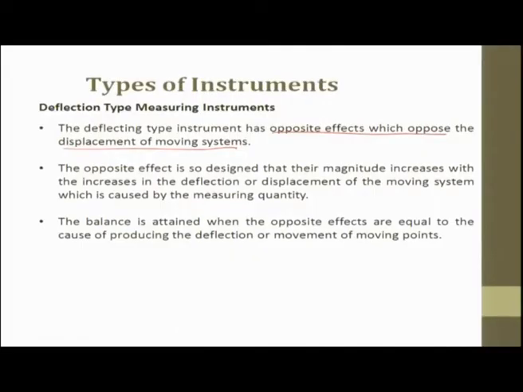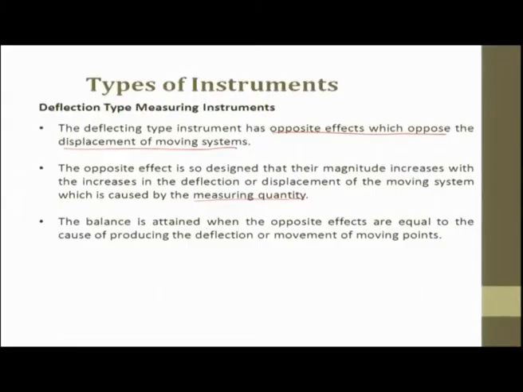The opposing effect is so designed that its magnitude increases with an increase in the deflection or displacement of a moving system, which is caused by the measuring quantity. For example, if there is a spring, the spring stiffness increases. So, the moment the spring gets compressed, you see the deflection on the graduation and then you start recording. It can be done for electrical, it can be done also for mechanical.